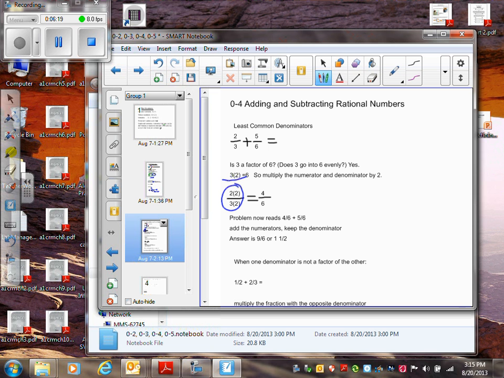If you ever see something like this, you have to know that any fraction over the same number will always equal 1. You can multiply anything you want by 1, and even though it changes the numbers, the value of the number does not change. So now we have 2 times 2 equals 4, 3 times 2 is 6. So instead of 2/3, it'll read 4/6 plus 5/6. Add the numerators, keep the denominator, and you get 9/6 or 1 1/2. Make sure you simplify as much as you can.